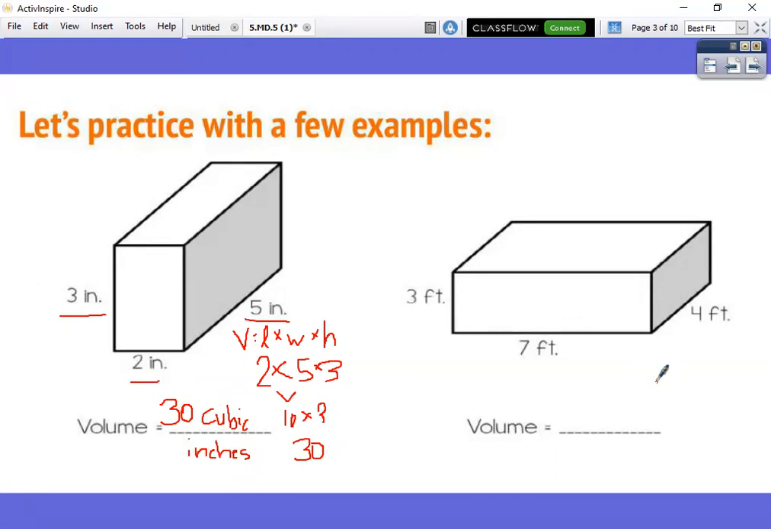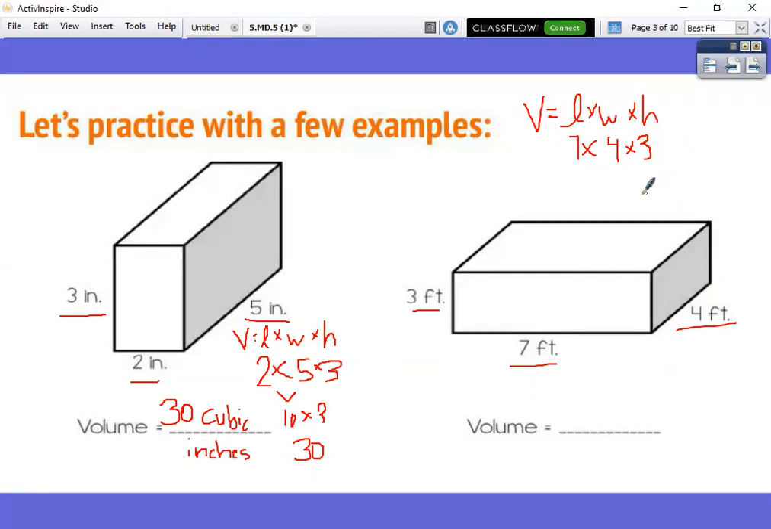All right, our second example. Again, I see all three of my dimensions, so I'm going to write down my formula to start: length times width times height. I look, and it has a length of 7, a width of 4, and a height of 3.